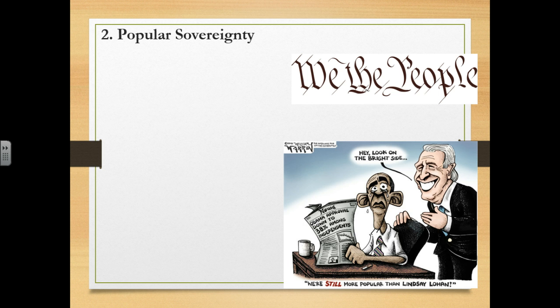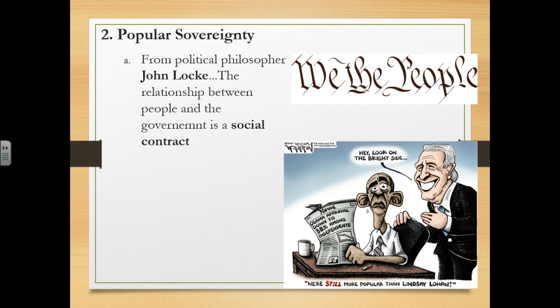Popular sovereignty is the second principle. This comes from a political philosopher, a British man named John Locke. He came up with the idea of a social contract. Basically, government isn't the government telling people what to do, but an actual contract between the people. They give up certain freedoms in order to create peace in their chaotic world. People are the most important source of government power.